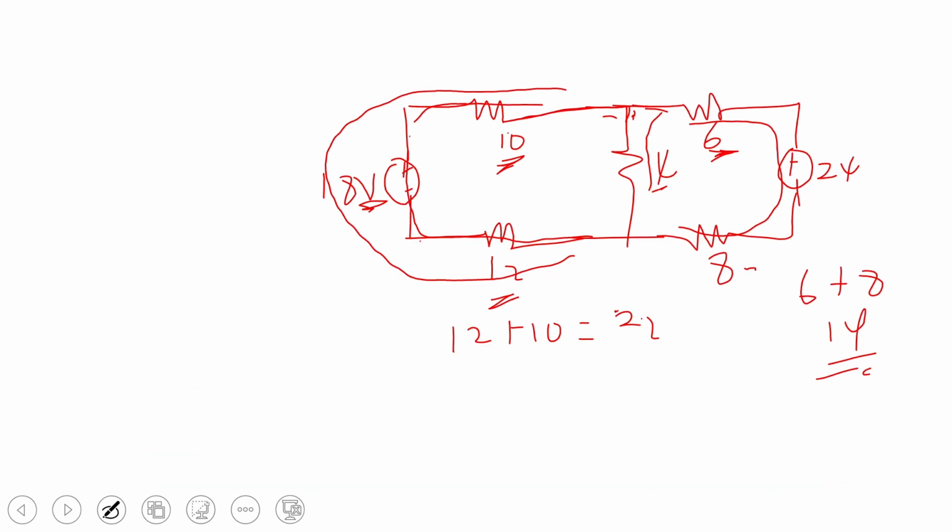Now, let's move on to when things are in parallel. Let's look at parallel connection.